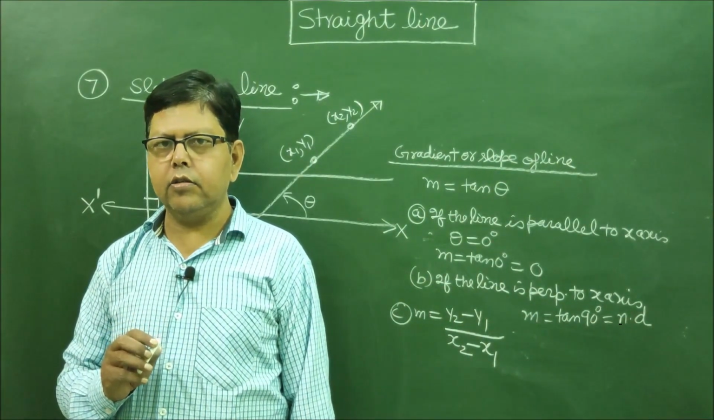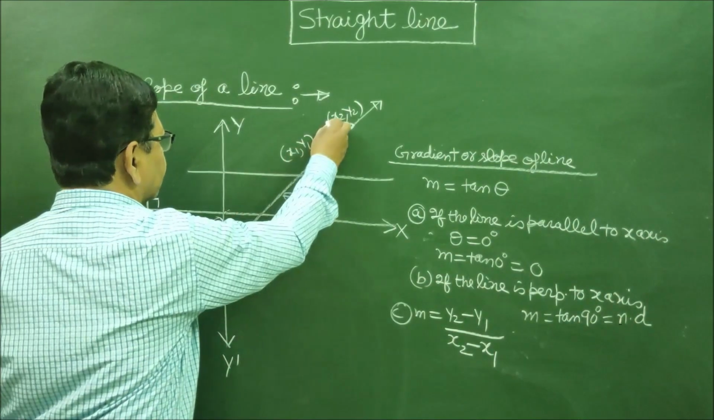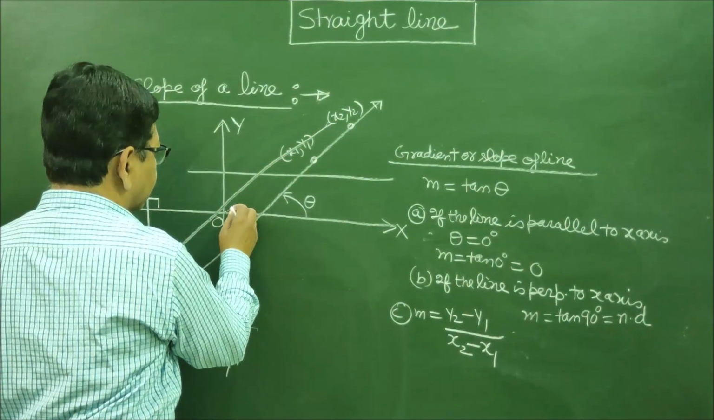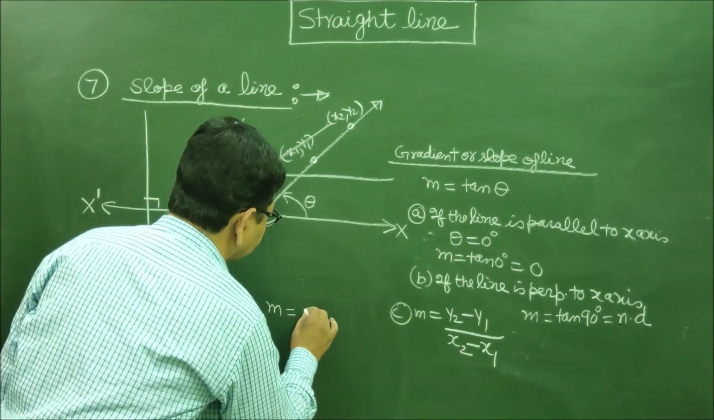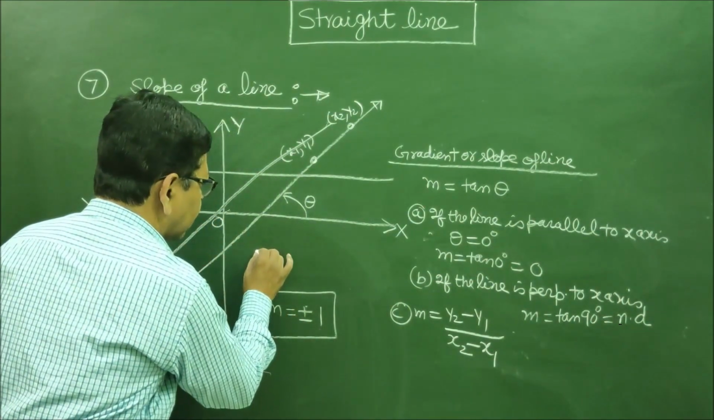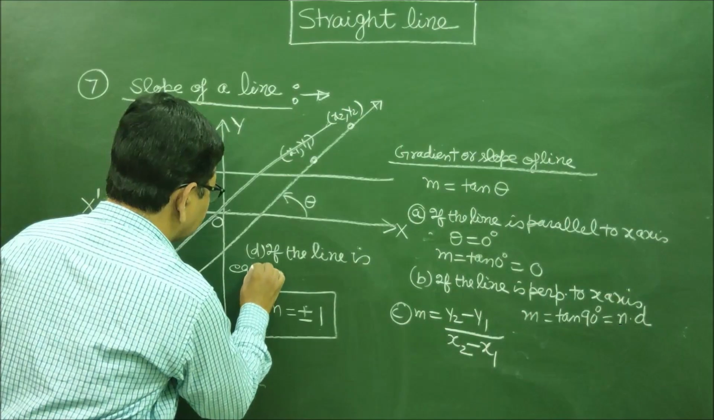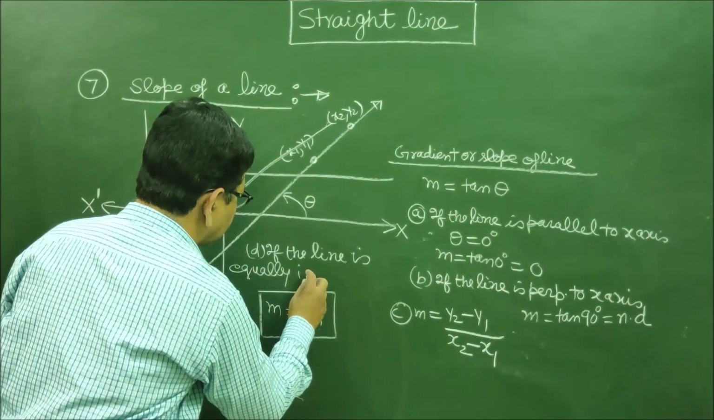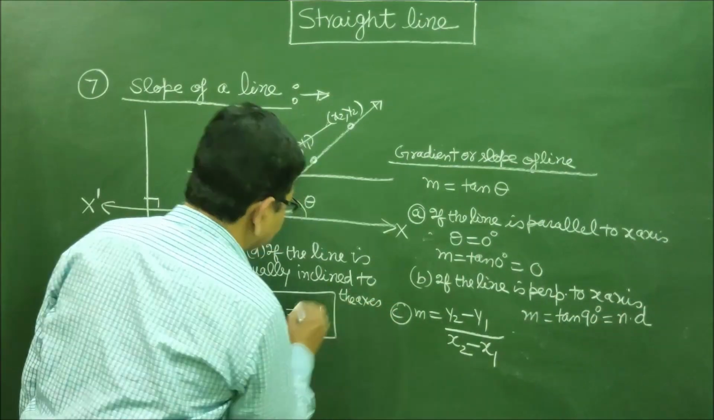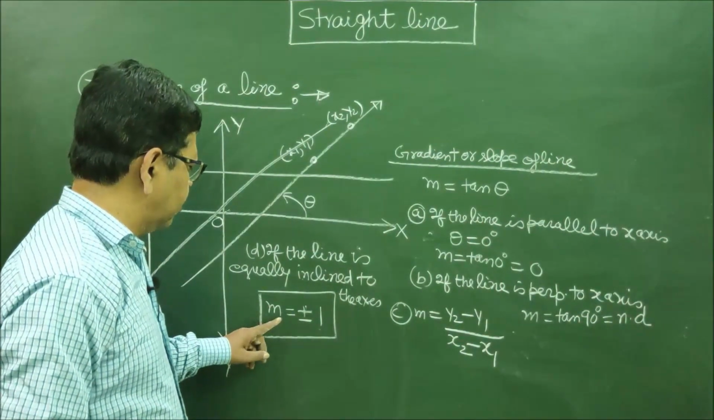Note, if the line is equally inclined to both the axes, and it is passing through the origin, in that case the slope of the line m is equal to plus minus 1, because in that case either it will make an angle of 45 degree or it will make an angle of 135 degree. So the slope of the line is equal to plus minus 1.